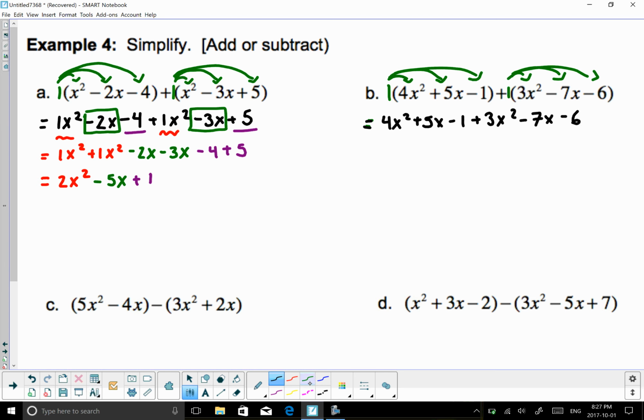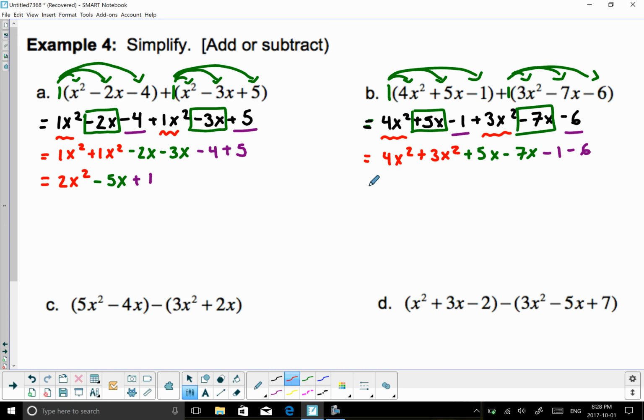Now I gotta simplify, so I gotta find my like terms. Here's my 4x squared. Where's my other x squared? Here it is. Then I have 5x, so it's plus 5x minus 7x. So these are like terms. And last I have my numbers, negative 1 and negative 6. So let's bring them together. 4x squared and 3x squared. 5x and negative 7x. Then I have negative 1 and negative 6.